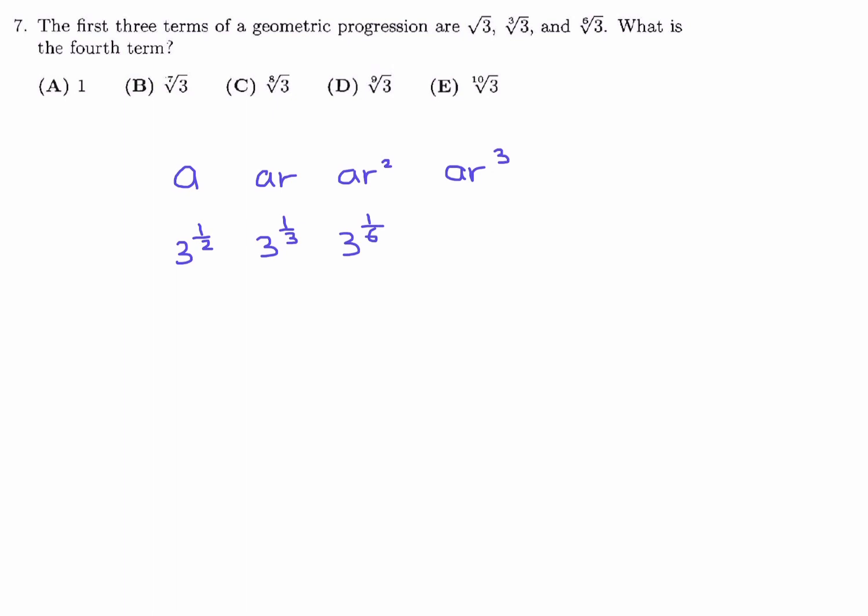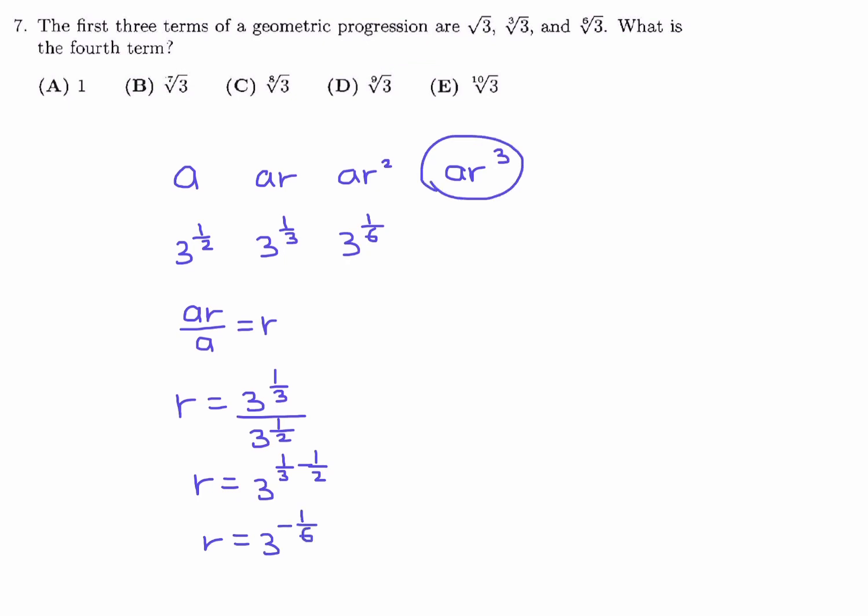All right, so let's figure this out. If I take the second term and divide by the first term, right, it always just equals R. So that's a very quick way of figuring out R. So let's do that. R is going to be 3 to the 1/3 over 3 to the 1/2. So R is 3 to the 1/3 minus 1/2, and therefore R is 3 to the negative 1/6.